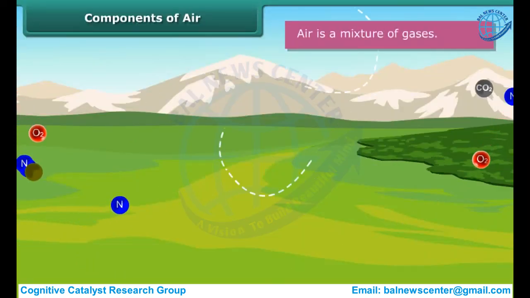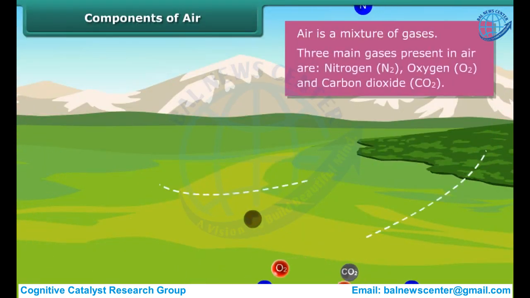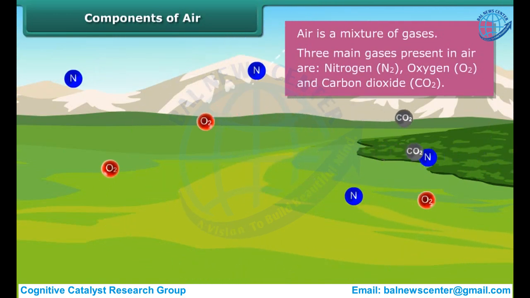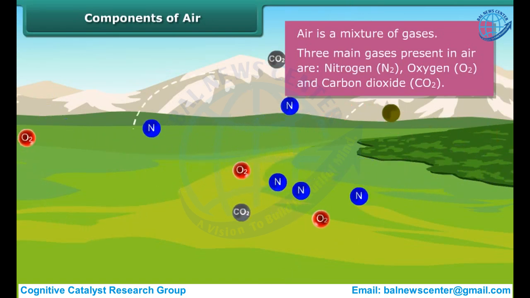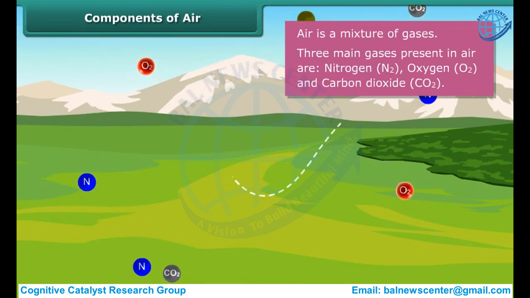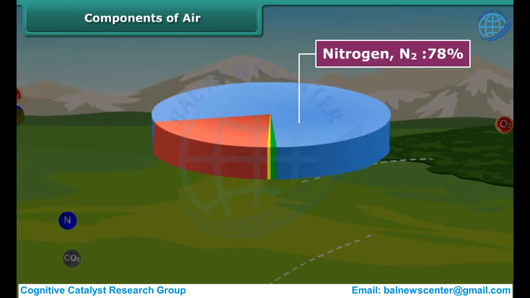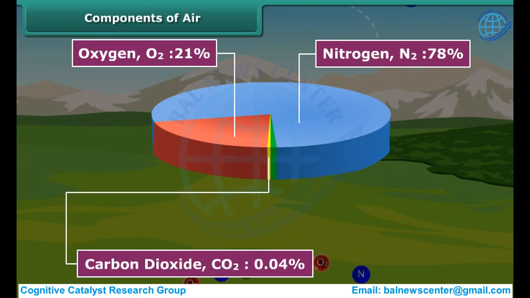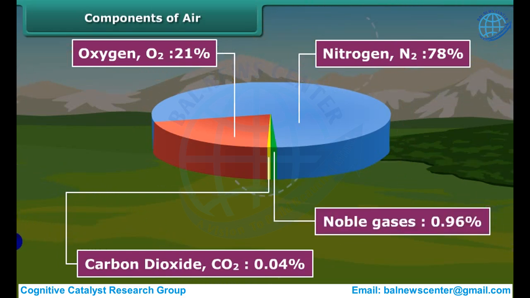Air is a mixture of gases. 3 main gases present in air are nitrogen, N, oxygen, O, and carbon dioxide, CO2. Nitrogen forms 78%, oxygen 21%, and carbon dioxide 0.04% of the air. Besides these 3 gases, air also contains water vapor, dust particles, and some other gases known as noble gases. Since the noble gases are present in negligible quantities, they are known as rare gases.